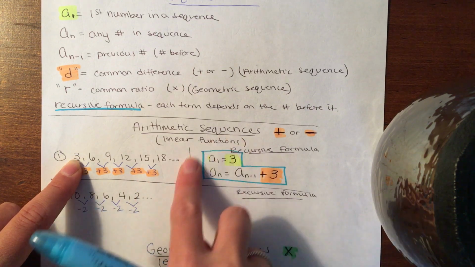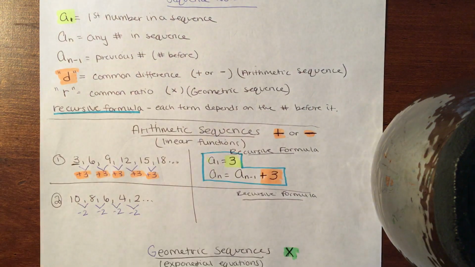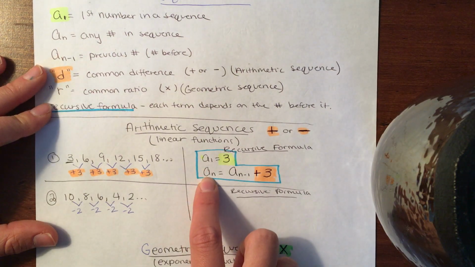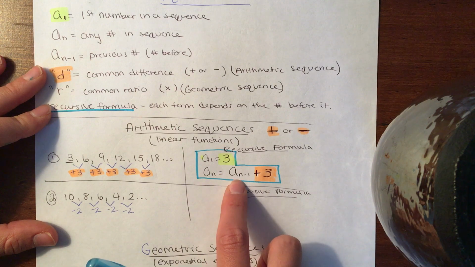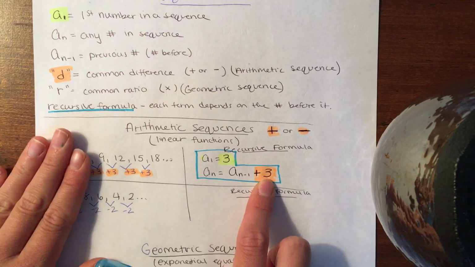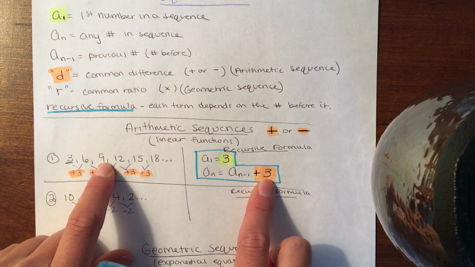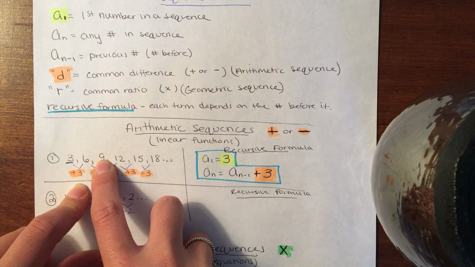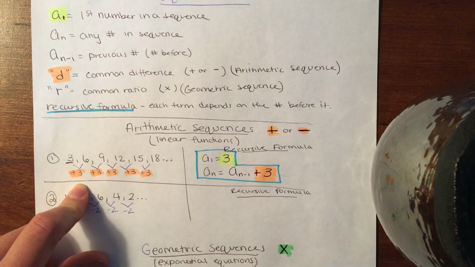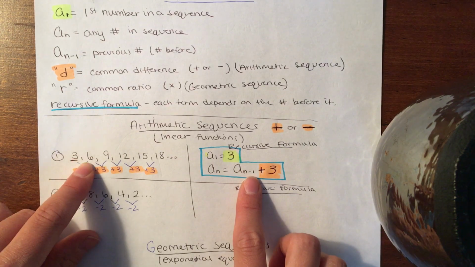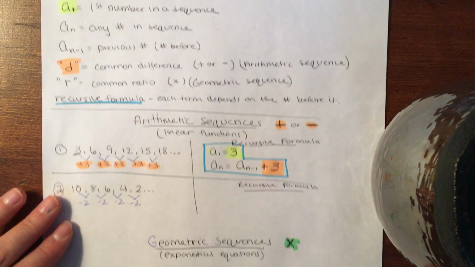So this sequence, I'm gonna say it how it would be said in words. The first term in the sequence is 3. And any number in the sequence is equal to the number before it plus 3. And that should make sense to you. If I'm looking for the third number in the sequence, it would be the number before it, 6, plus 3. And that would give me 9. So that would be the third number, okay? So recursive builds on each other. You need to know the number before in order to get your next number.